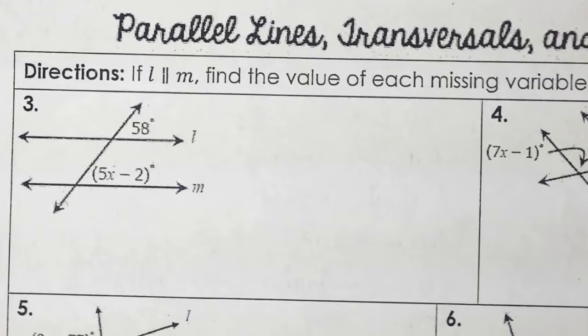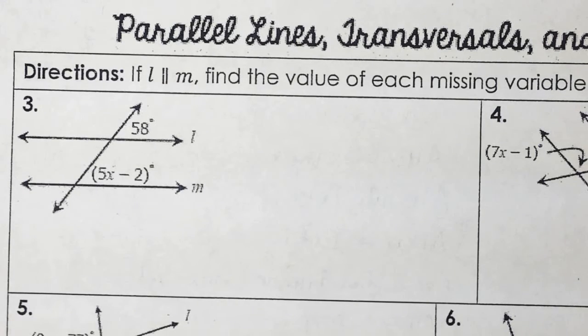Alright, so all that's just leading us to this point. Anytime we do notes, it's usually going to lead us here, to the point where we have to solve equations. And that's where we are now. If L is parallel to M, find the value of each of the missing variables.